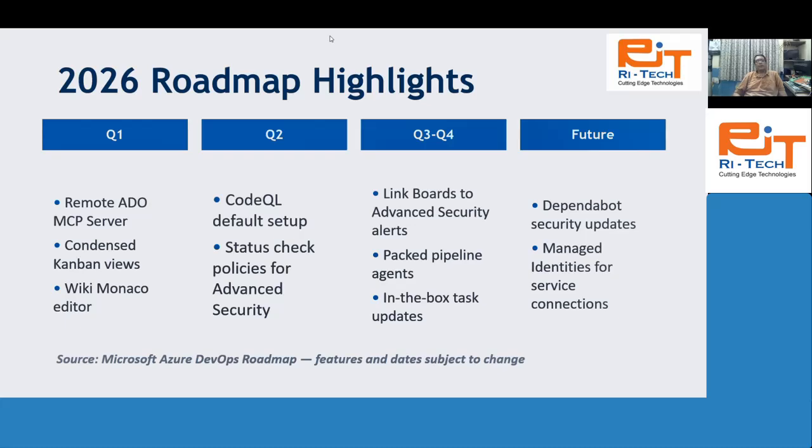Now, 26 roadmap highlights. So we have remote ADO MCP server, condensed Kanban view, you don't need to worry about this. You don't need to go to this much advanced level. So wiki, Monaco editor. Q2 CodeQL default setup, so by default available. Status check policies for advanced security. Now in the next quarters, you might get link boards to advanced security alerts. Pipeline agents in the box task update. Now in the future, we'll get Dependabot security updates. Managed identities for service connections.